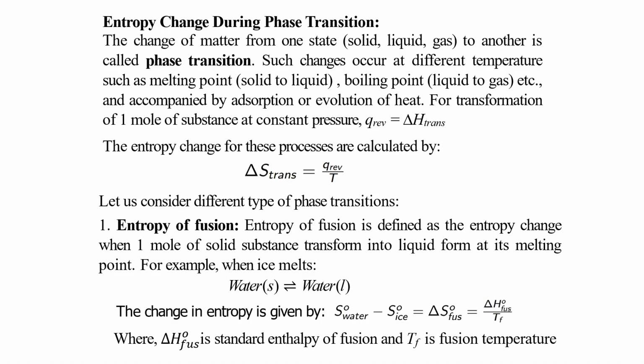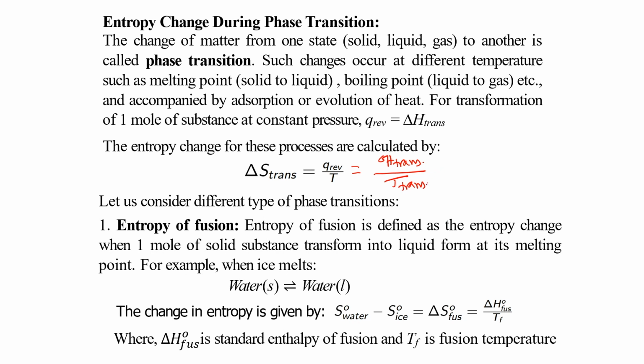The change of matter from one state, solid, liquid or gas, to another is called a phase transition. Such changes occur at different temperatures, such as the melting point, solid to liquid, the boiling point, liquid to gas, etc., and are accompanied by absorption or evolution of heat. For transformation of 1 mole of substance at constant pressure, Q reversible is nothing but delta H transition. The entropy change for these processes is calculated by delta S transition equals delta H transition by T transition. This is the transition temperature.